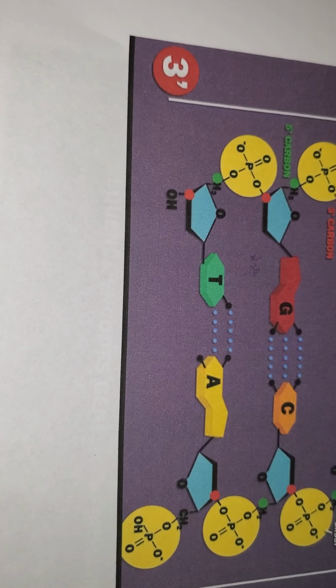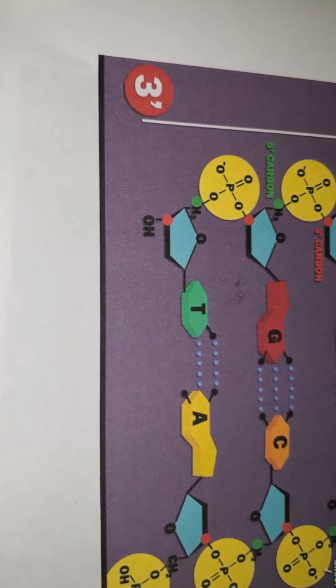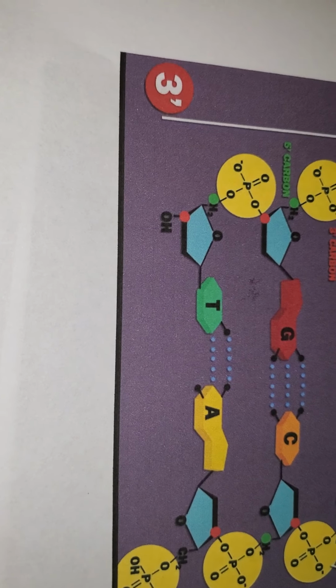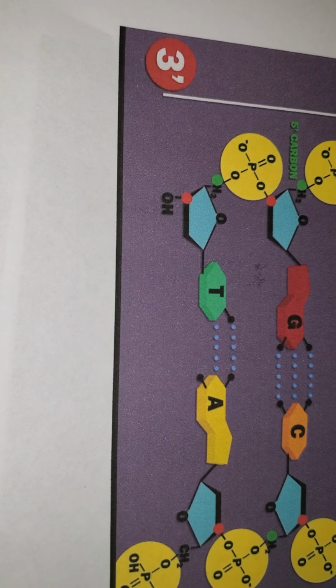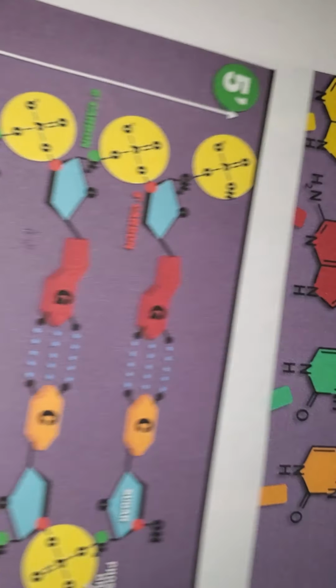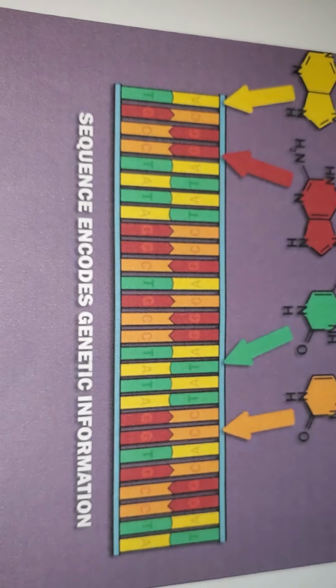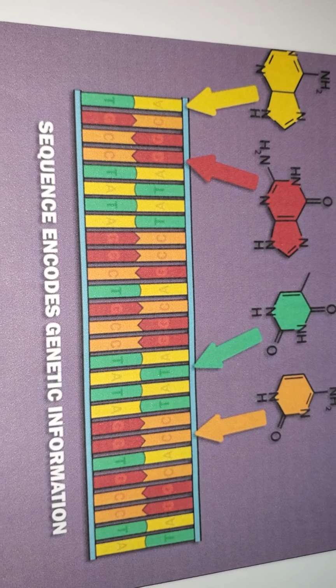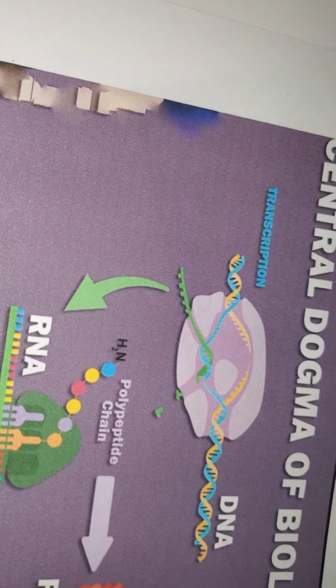There are 4 nitrogen bases: adenine, guanine, thymine, and cytosine. Each of these attaches to a deoxyribose via a glycosidic bond. The sequence of these 4 bases means that each DNA encodes genetic information, which can be used to carry out all of the cell's functions.